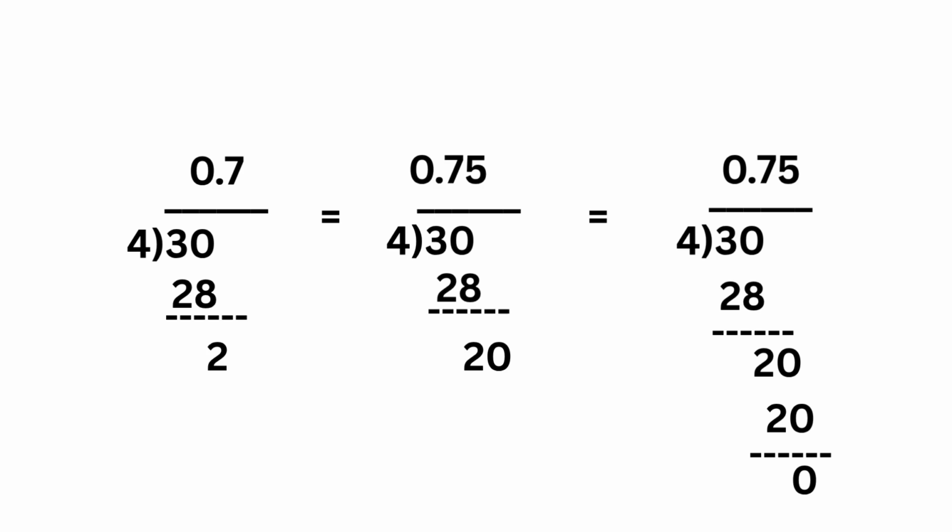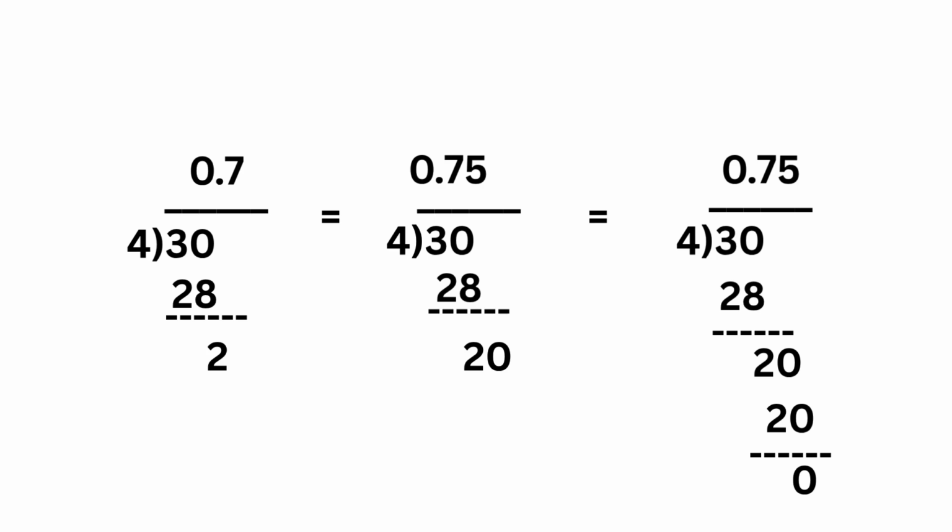Remaining 2. So look at it over there. 4 into 2, you know it cannot. We just add 0. Now we are adding 0 to the number at the bottom, we are not adding at the top. Do you understand? So 4 into 20 gives us 5. You can see that 0.75 up there.